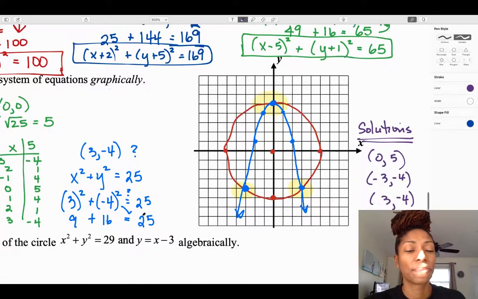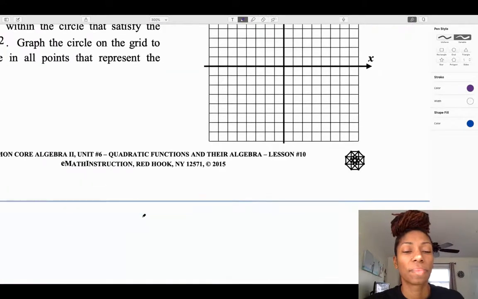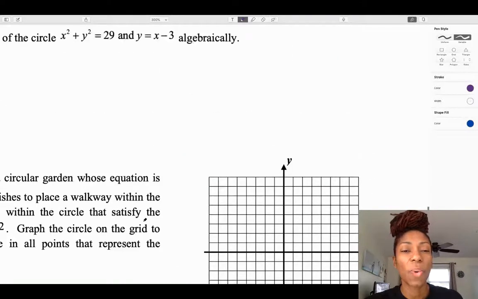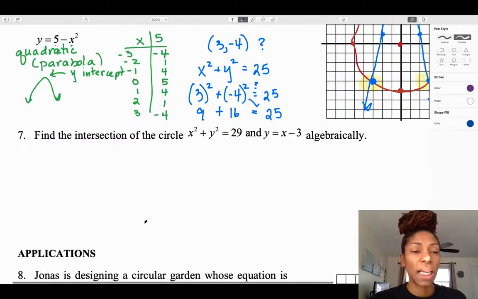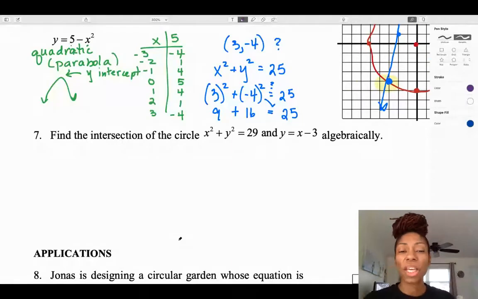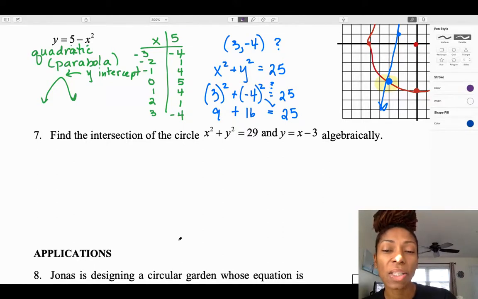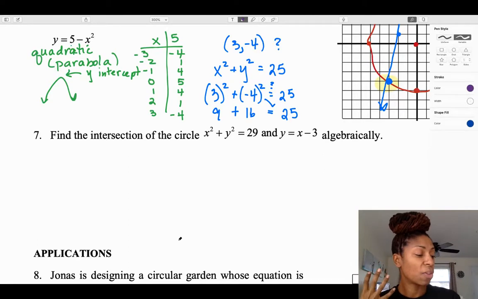Okay. Oh, only 2 more. This is fun. Okay. Find the intersection of the circle x squared plus y squared equals 29 and y equals x minus 3 algebraically. So just now we solved graphically. Now we're going to solve it algebraically, which means we're just going to do algebra to find the solution. We're not going to graph.